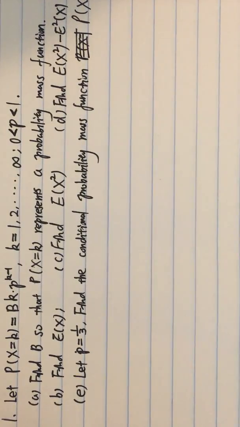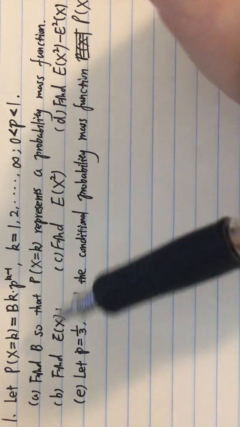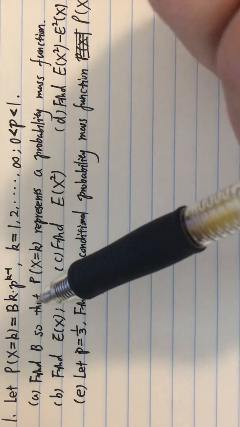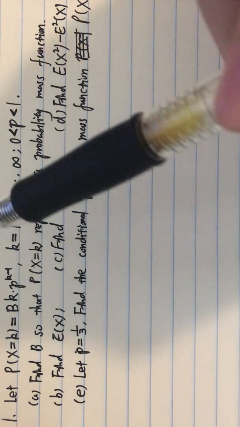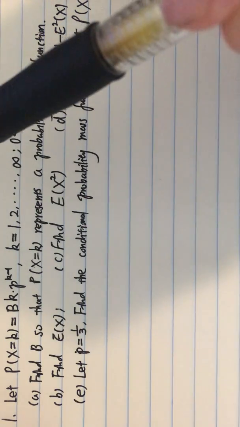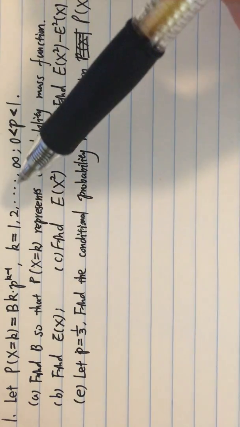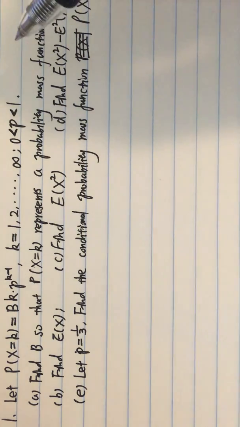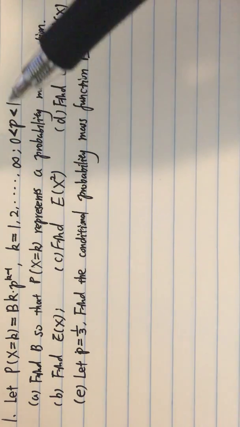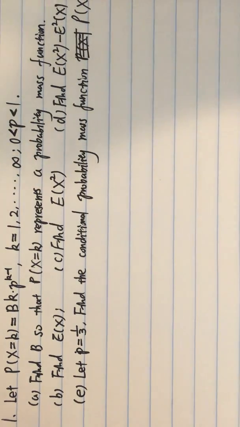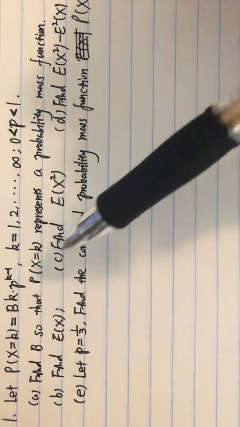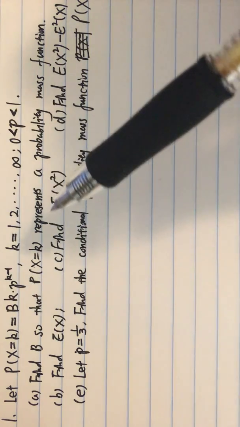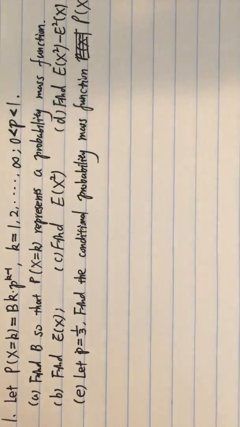Hello everyone, now let's talk about homework 3, problem number 1. The problem gives us that the probability of X equals k is equal to b times k times p to the power k minus 1, for k equals 1 to infinity, and p larger than 0 and smaller than 1. First we need to find b so that the probability of X equals k represents a probability mass function.